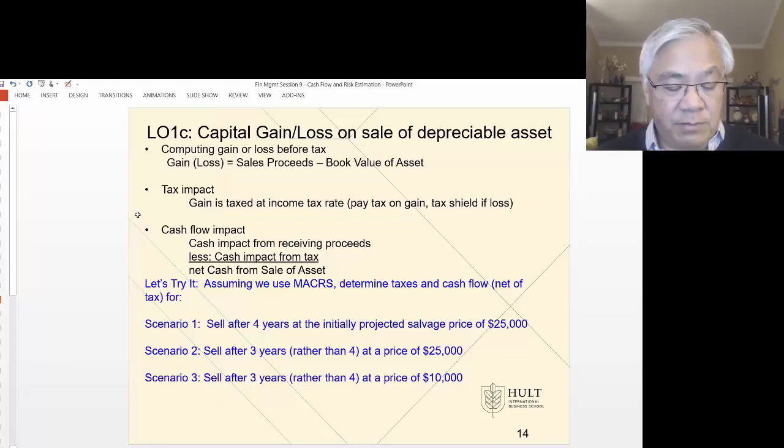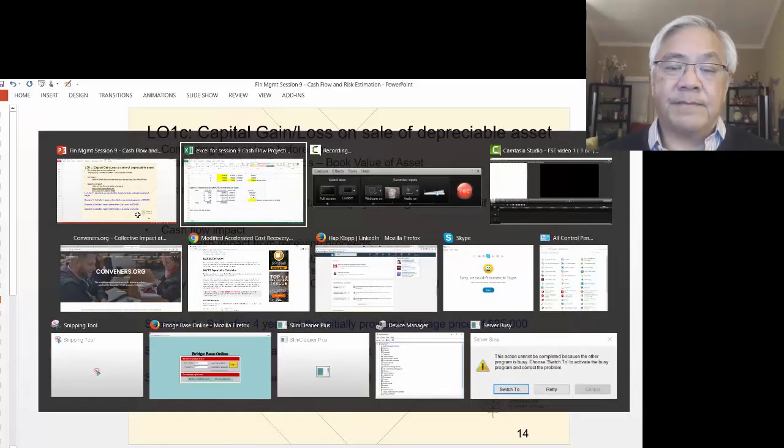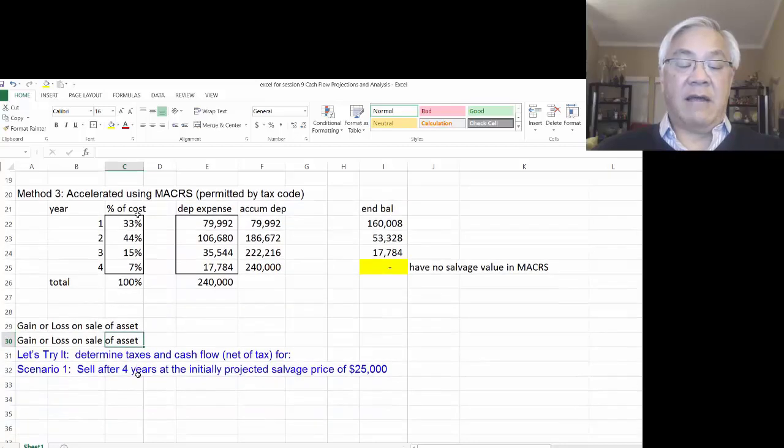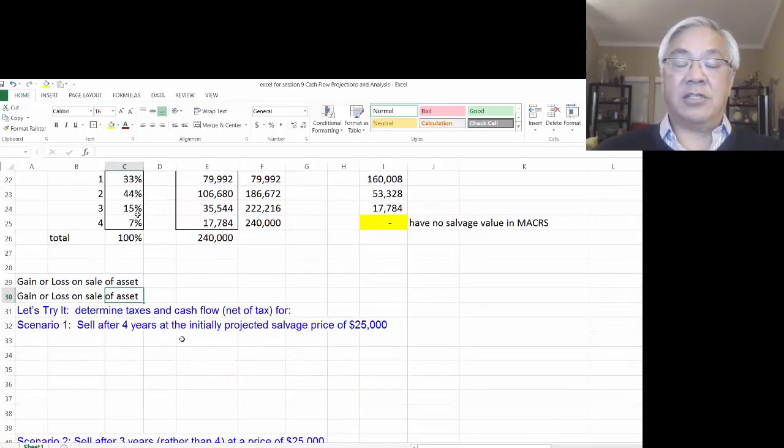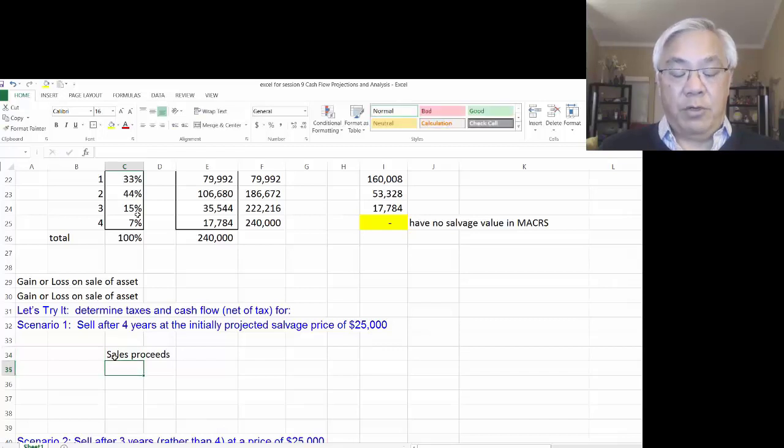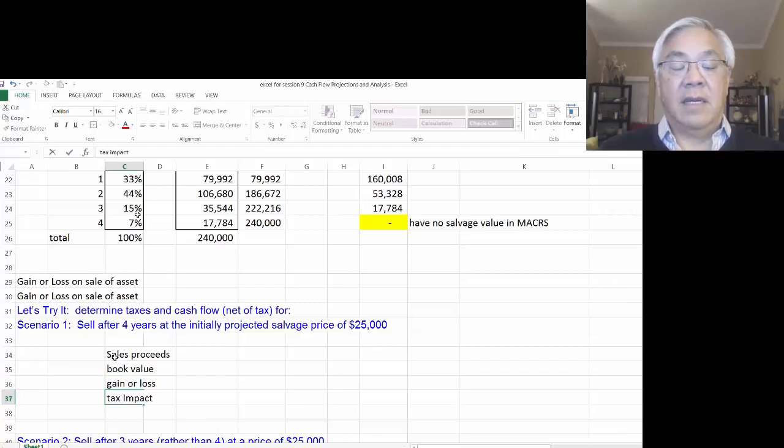So we're going to try, as we did previously, some examples in Excel. The first is that we sell it after 4 years at the initially projected salvage price of $25,000. So that's the easy scenario. Let's just do the steps. What are the sales proceeds? And what's the book value? The next would be the gain or loss. And then the tax effect. And then net gain or loss. Right? So that's the pattern we're going to be using.